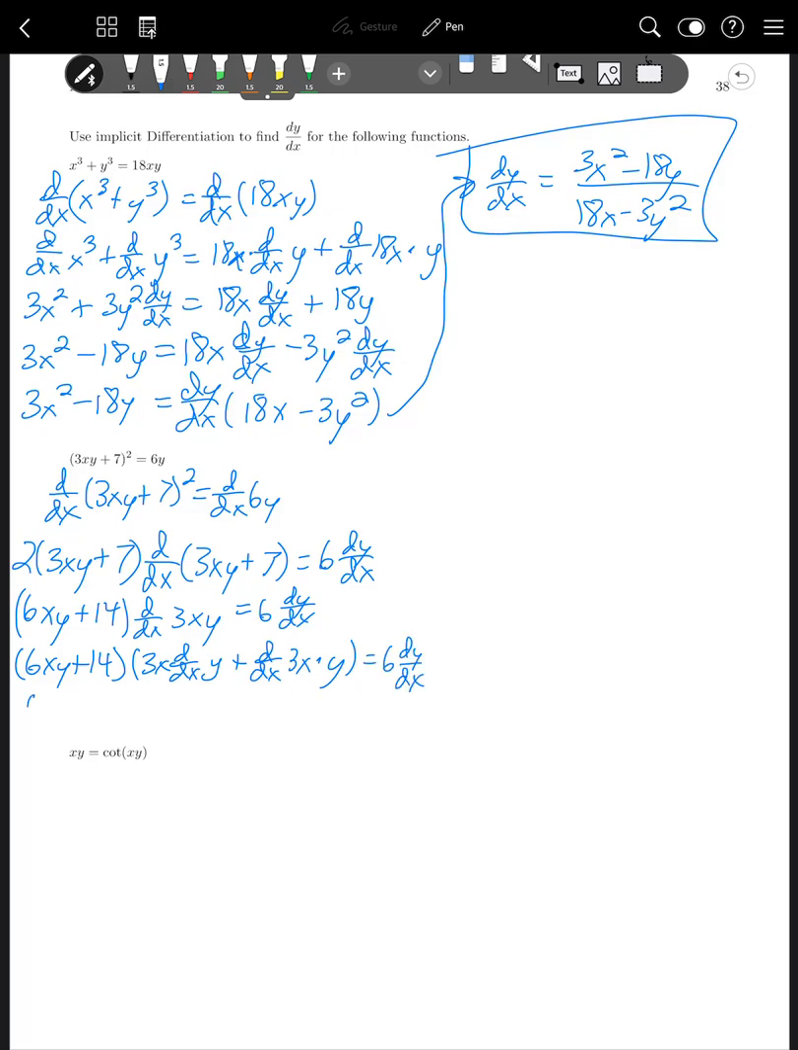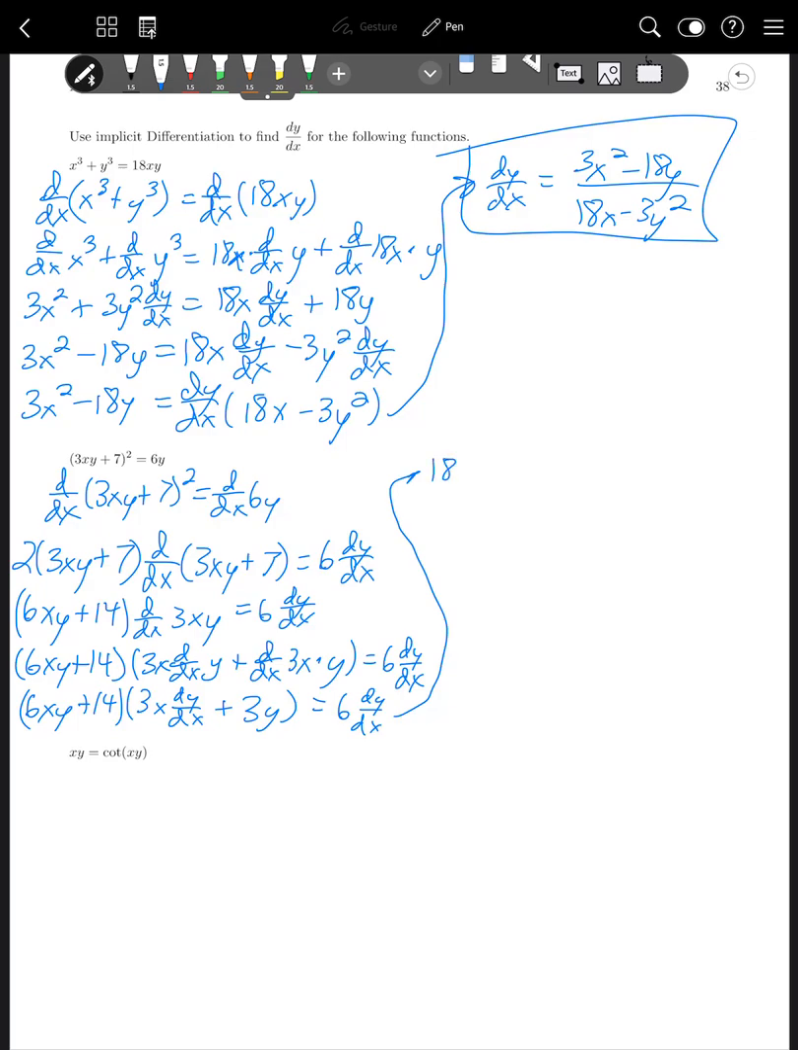Okay, so we can do that. So this is 6xy plus 14 times 3x dy/dx plus the derivative of 3x with respect to x, which is 3. So 3y equals 6 dy/dx. And now we need to distribute on the left-hand side, so we can get rid of all those parentheses.